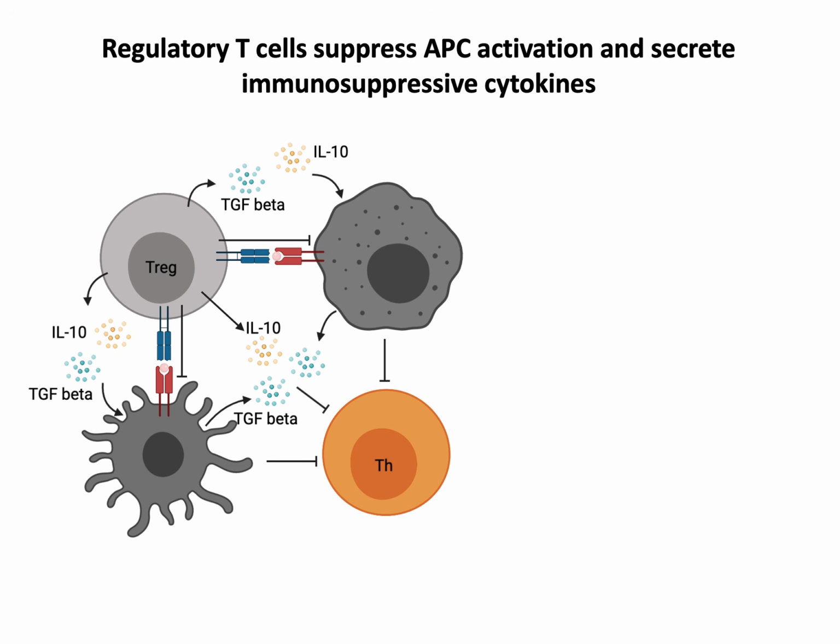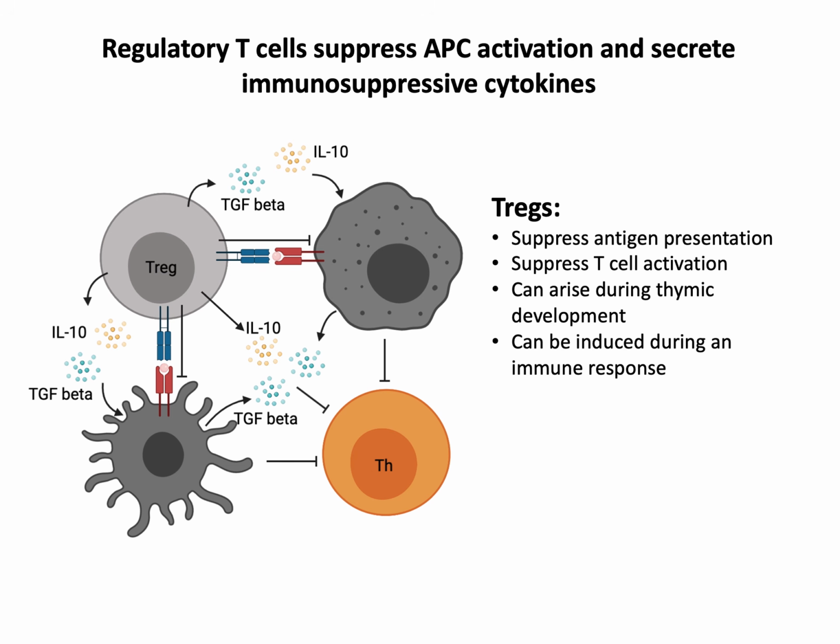Lastly, there is a subset of T cells called regulatory T cells, and these regulatory T cells are immunosuppressive. They can suppress the activity of antigen-presenting cells. They can suppress T cells directly. They make immunosuppressive cytokines to do that. They can arise during thymic development, but they can also be induced during an immune response.